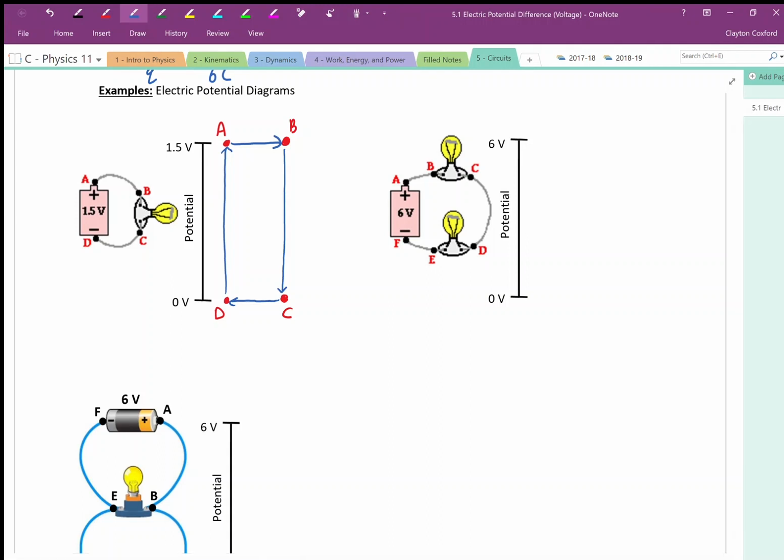So here's a very simple electric potential diagram. What we see here is that as the charges flow from A to B, they maintain their potential. Thinking about our analogy, this is like the water slide, right? This is our water slide. This is a voltage drop.